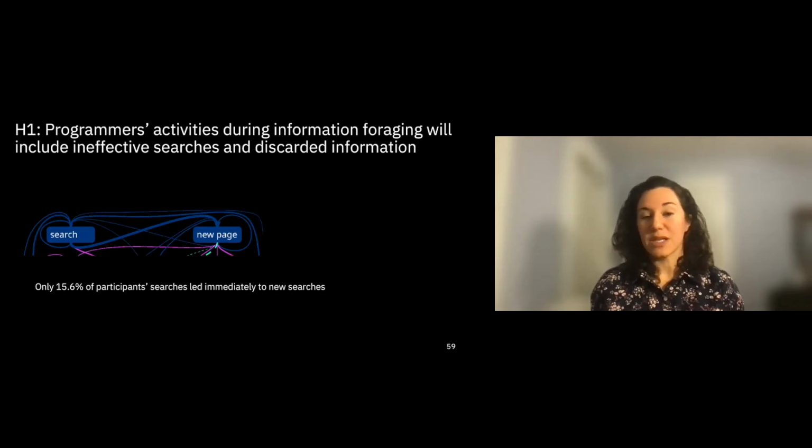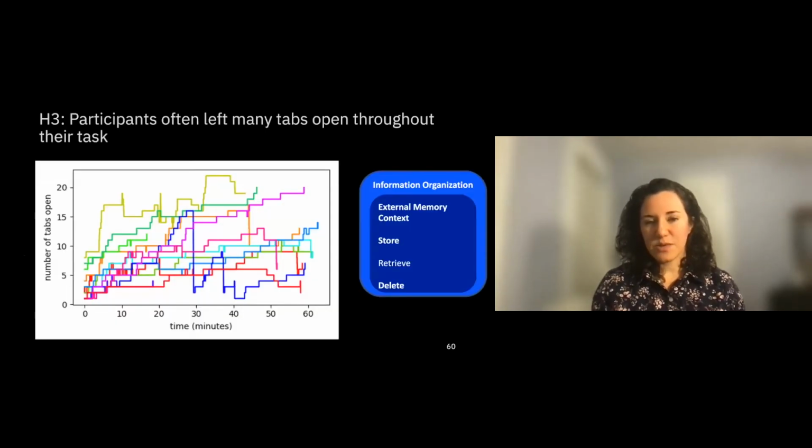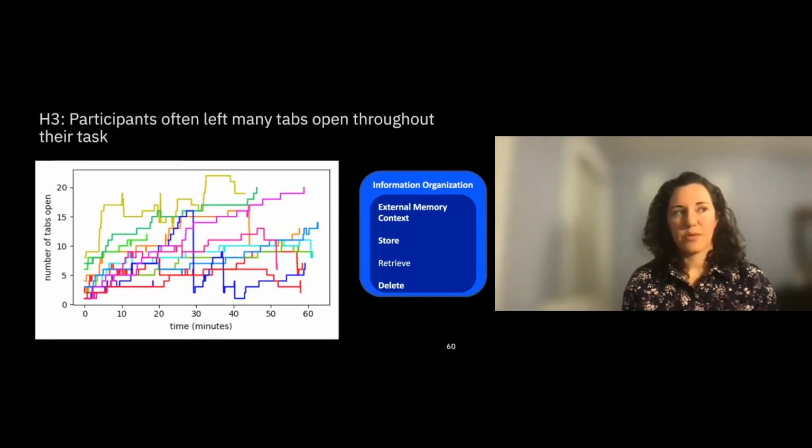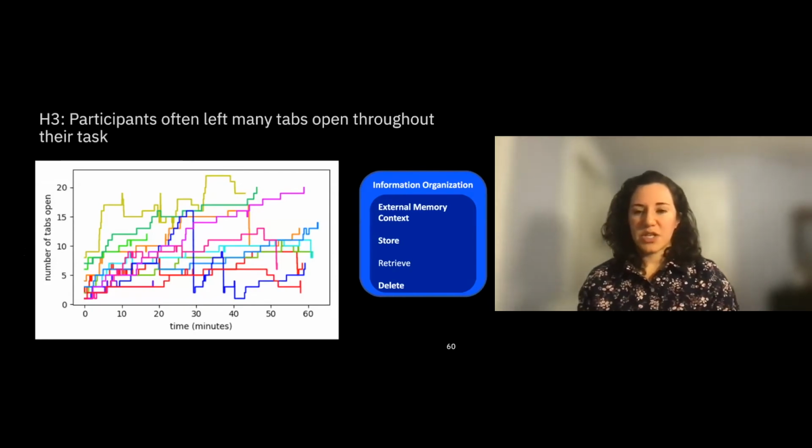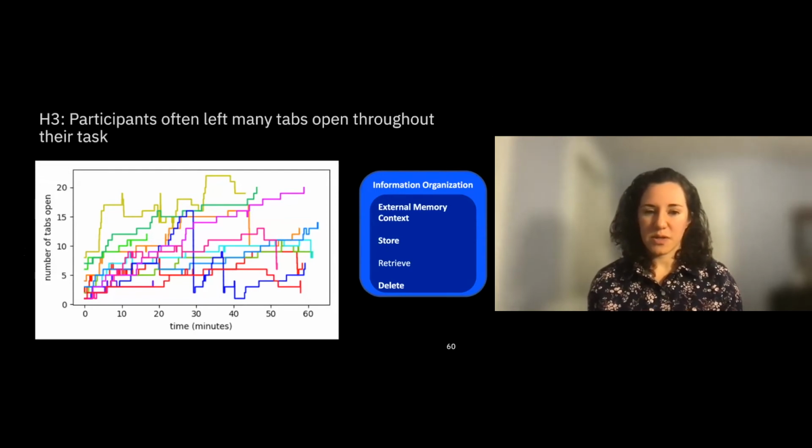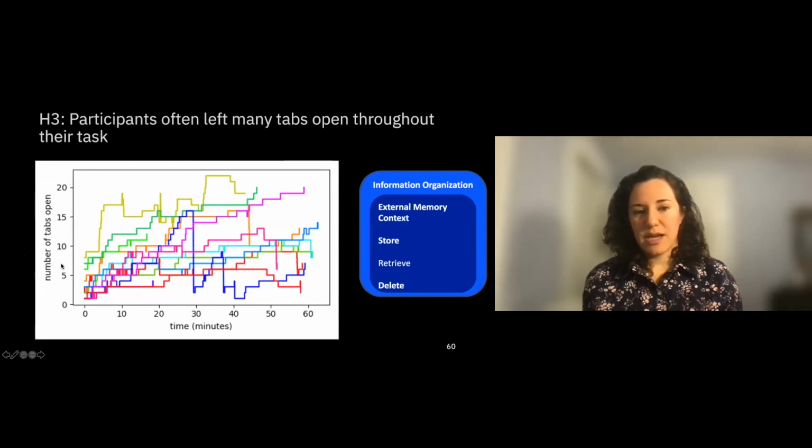It may not be immediately obvious to somebody who's learning a new API whether information is useful or not. And this was sort of shown by the ways that participants dealt with the information that they found. So this chart is showing over time how many tabs participants had open. And so we have 5, 10, 15, 20. So we had quite a few participants who had between 10 and 20 tabs open.